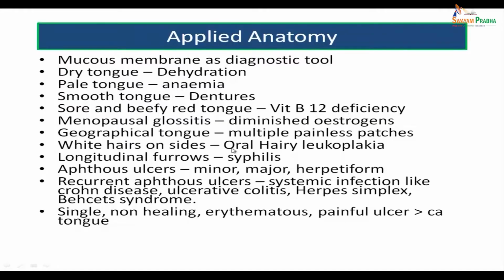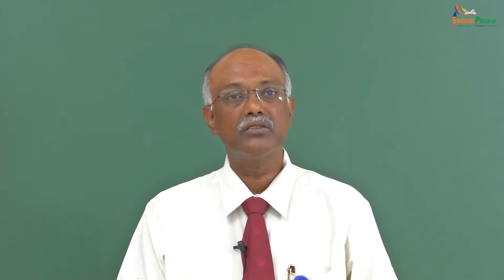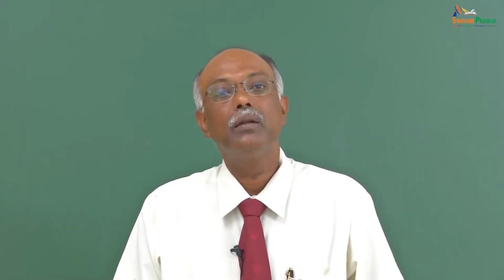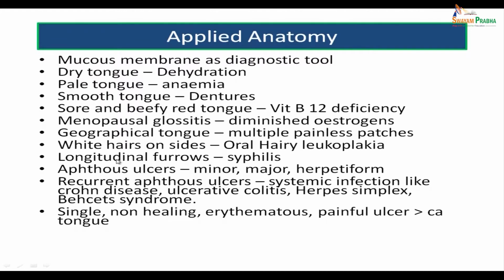And sometimes in a condition called oral hairy leukoplakia, there is white hair on the sides of the tongue, and this is a classical incidence of EBV, Epstein-Barr virus infection, in patients with HIV. So this kind of oral hairy leukoplakia is seen in patients with HIV. Longitudinal furrows on the dorsal surface of the tongue are indicative of syphilis.